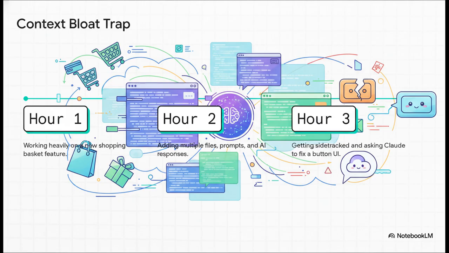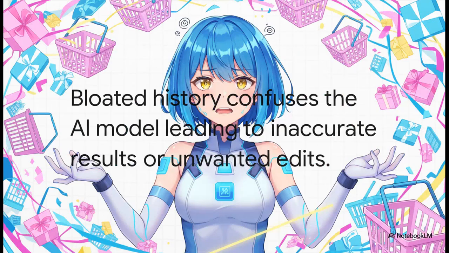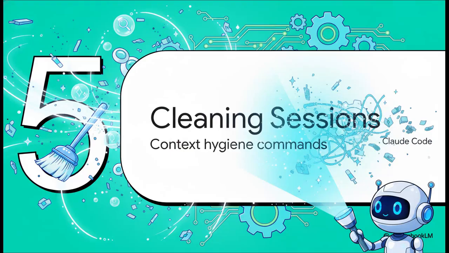But then, hour 3 hits, and you get sidetracked. You notice a button looks a bit weird, so you totally pivot and ask Claude to fix this completely unrelated button UI. The problem here is pretty massive. By doing that pivot, you are forcing Claude to sift through your entire bloated shopping basket history just to fix a simple button. All that unrelated chat history just acts as useless noise. It heavily confuses the AI model, and honestly, this is exactly what leads to those wildly inaccurate results, or worse, unwanted inline edits where Claude suddenly starts dumping button code into your shopping cart files. Nobody wants that.